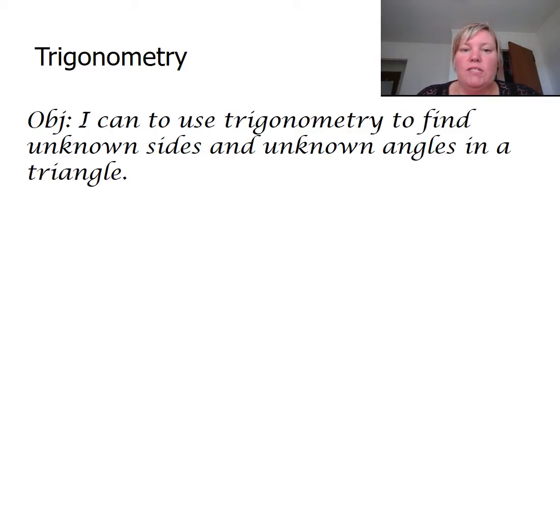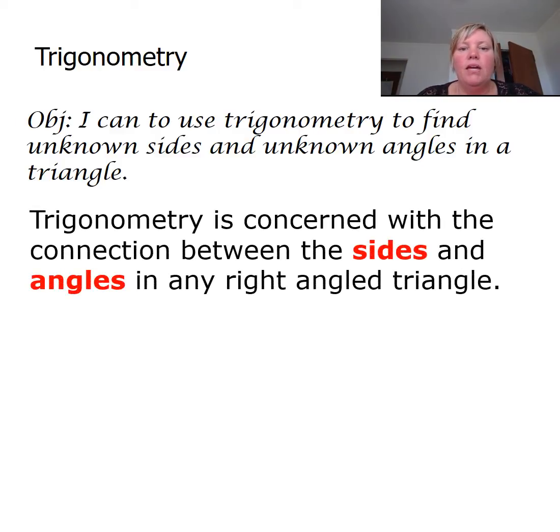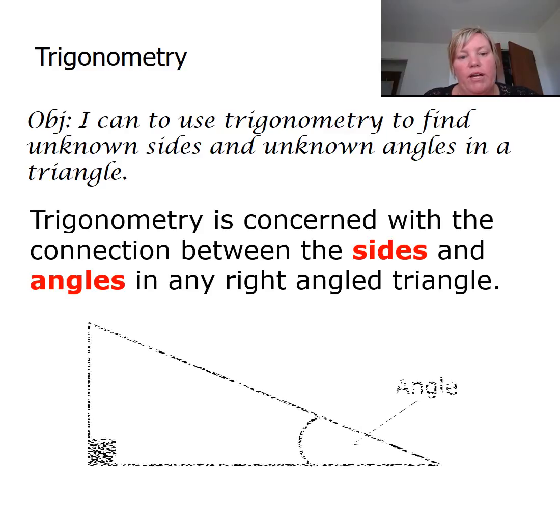Okay, so the objective is to see if I can use trigonometry to find unknown sides and unknown angles in a triangle. Okay, so Pythagoras only used sides. This time we're going to use some unknown angles first as well. Okay, so trig is concerned with the connection between sides and angles in any right-angled triangle.